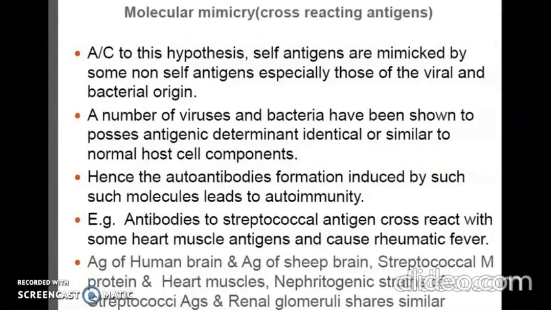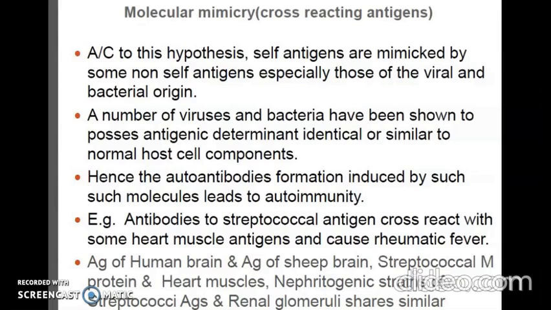The second one is the molecular mimicry or cross-reacting antigens. According to this hypothesis, self-antigens are mimicked by some non-self antigens, especially those of viral and bacterial origin. A number of viruses and bacteria have been shown to possess antigenic determinants identical or similar to normal host cell components. Hence, the autoantibody formation induced by such molecules leads to autoimmunity.